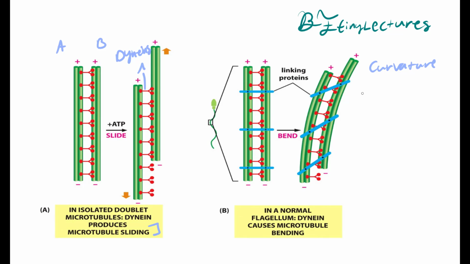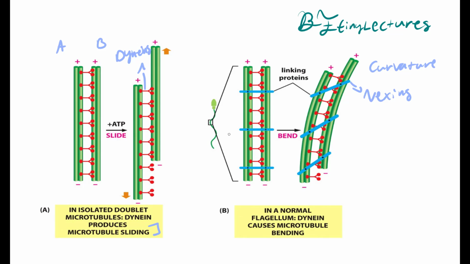Now, the reason why this curvature is allowed to happen is because we have the linking proteins. Remember, the linking proteins are called nexins. Without these linking proteins, you wouldn't have the ability to move, right? So if dynein did a conformational change, then most likely this structure would be unstable and the flagella would not be able to operate.